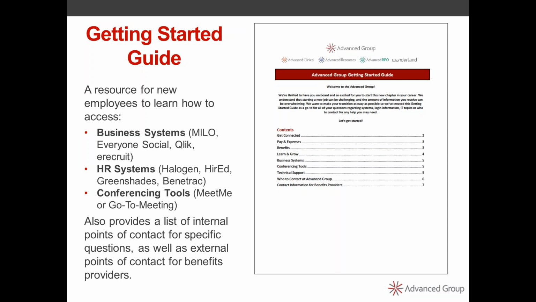So first of all, we rolled out a Getting Started guide earlier this year as a resource for new employees to have one place to find descriptions and instructions for all of our business and HR systems, as well as some conferencing tools. This Getting Started guide also provides a list of internal and external points of contact. Should you have any questions about 401k, where do you go? If you have questions about green shades, who do you contact? What about payroll and benefits internally? Who are those folks and how can you get a hold of them? So this truly is just a guide for new employees to have everything they need in regards to business systems, benefits, all of that in one document.